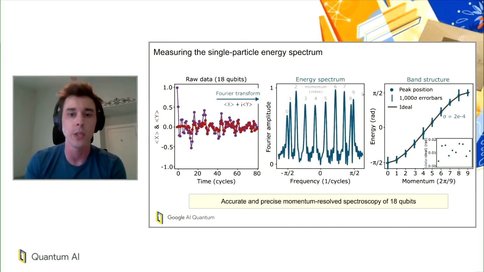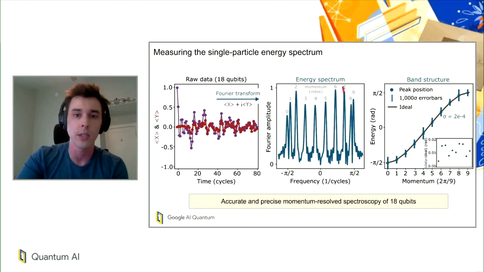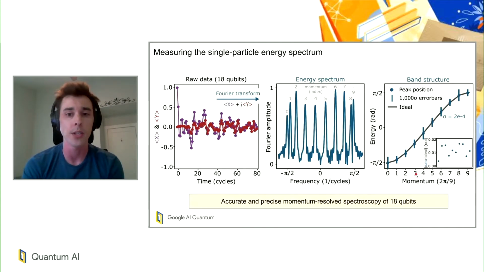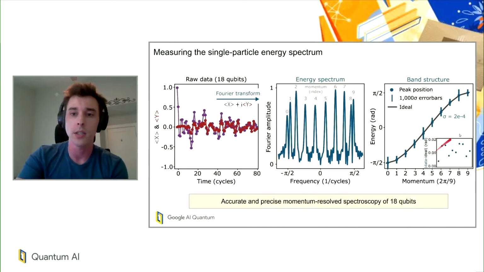Now what we can do is take the center frequency of each peak and plot it on the y-axis, and the index of each peak and plot it on the x-axis. What we're effectively constructing is a diagram of energy as a function of momentum, which in condensed matter physics is known as a band structure. Again, each blue dot is just the observed peak position in the experiment.